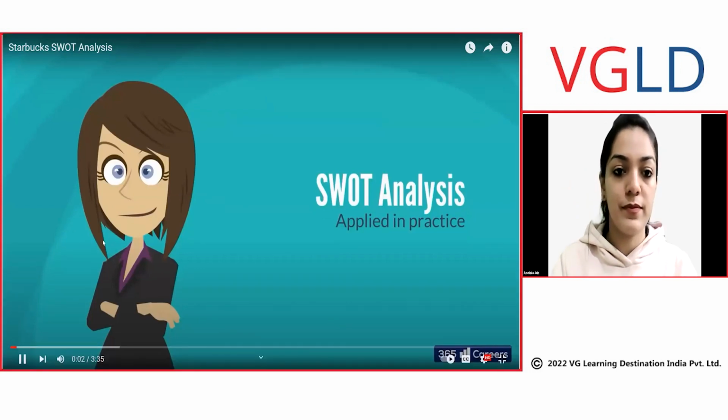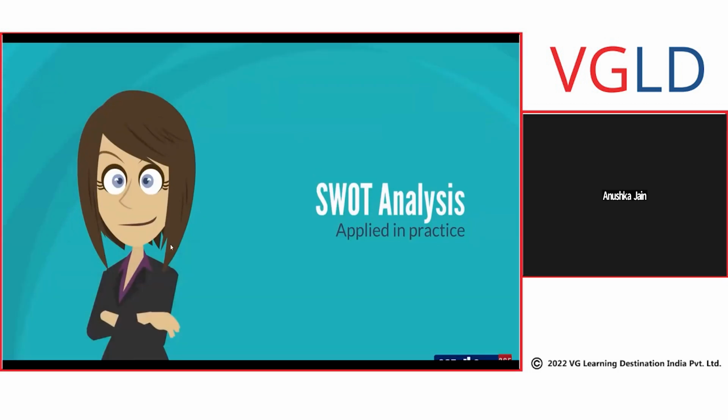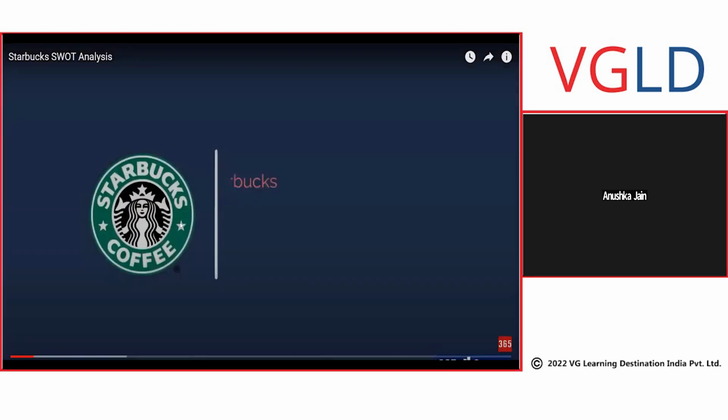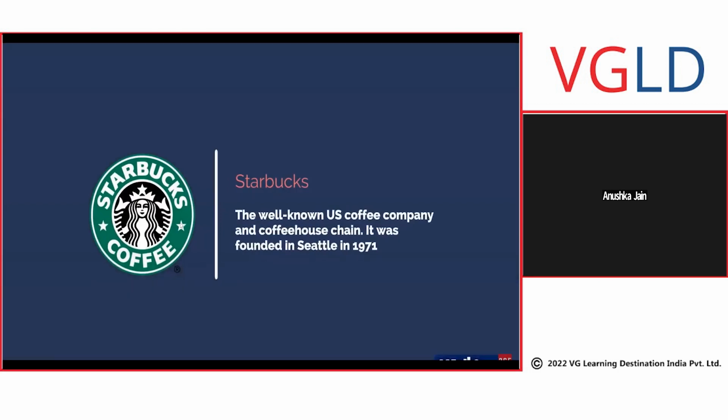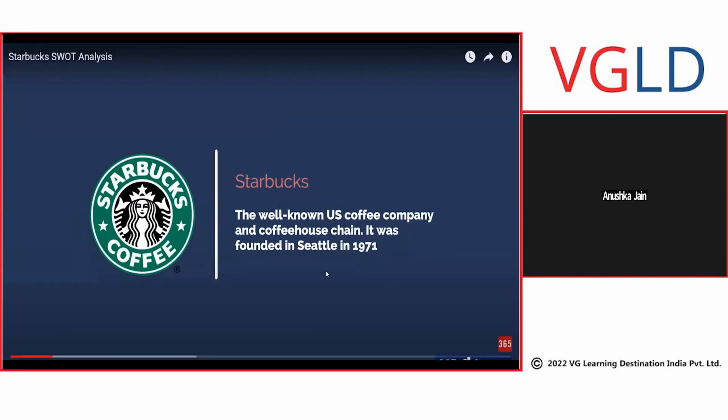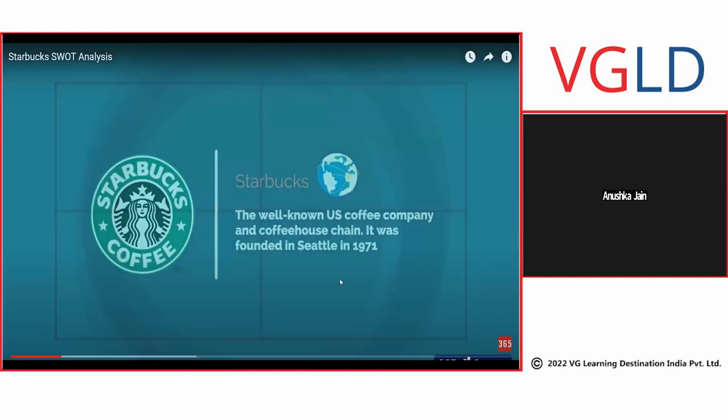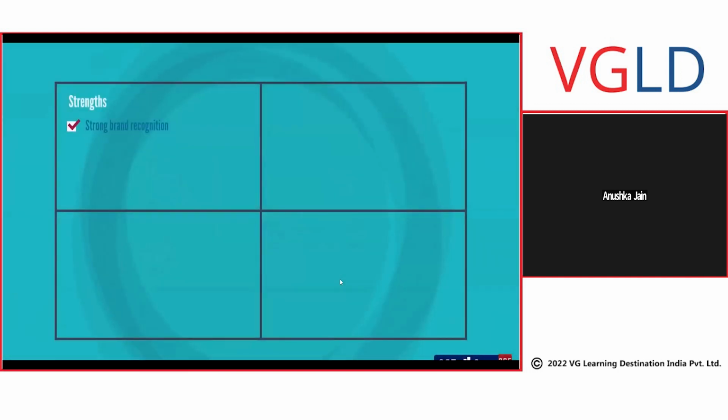So in this lesson, our goal would be to apply the SWOT framework in practice. Shouldn't be that difficult, right? The company we'll examine is Starbucks, the well-known U.S. coffee company and coffeehouse chain. It was founded in Seattle in 1971 and operates in several countries around the world. Let's start with the company's strengths.